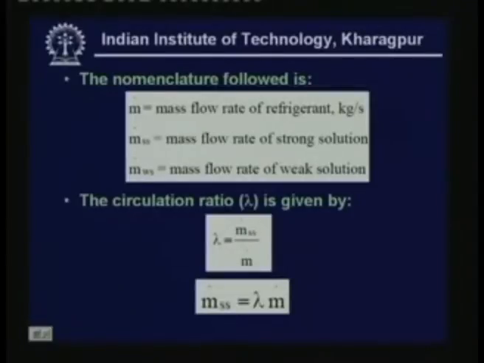And here we define another parameter called circulation ratio, lambda, and this circulation ratio is defined as the ratio of mass flow rate of strong solution to the mass flow rate of refrigerant. Lambda is equal to m dot SS divided by m dot. That means the mass flow rate of strong solution is simply equal to the product of circulation ratio and mass flow rate of refrigerant.